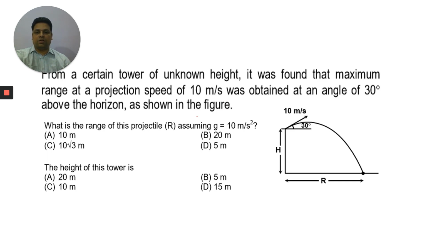And here is another question. From a certain tower of unknown height, it was found that the maximum range at a projection speed of 10 meters per second was obtained at an angle of 30 degrees above the horizon, as shown in the figure. What is the range of this projectile, assuming g equal to 10 meters per second square? You're also asked to give the height of this tower. You can give a try to these questions. The discussion could be done in the next class.